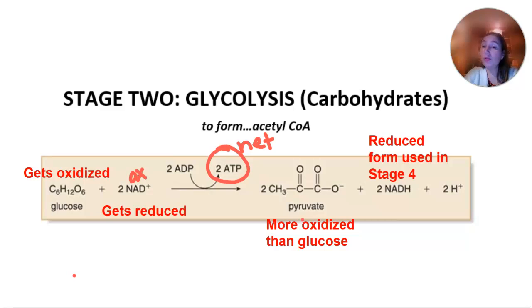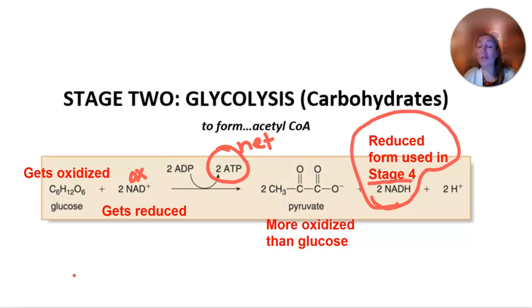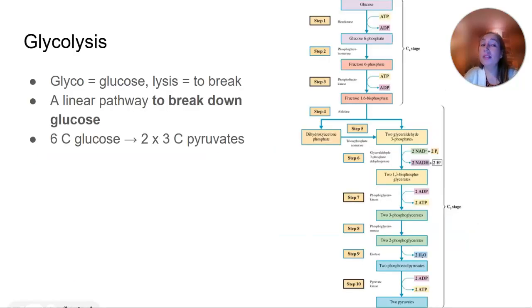And then it's going to produce 2 molecules of pyruvate, CH3, C double bond O, COO minus, or C, double bond O, and then an O minus. And then it's going to form 2 NADH. Now, this is the reduced form of the coenzyme. The NADH is the reduced form of the coenzyme. That's going to get carried forward and used in stage 4. And then it will also form 2H+, or 2 protons. So this is how we're going to break down glucose in this very linear pathway to make the NADH that we're going to use in stage 4 and to make pyruvate. Okay, so we said glycolysis was about glucose, and lysis, or breaking. So breaking glucose in this linear pathway.